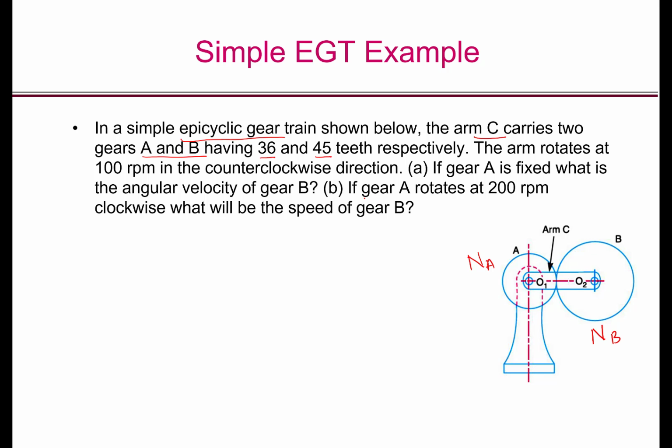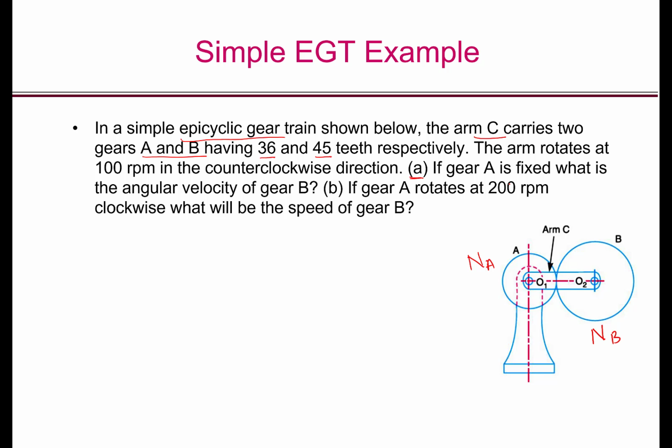And the second question says, if gear A rotates at 200 RPM clockwise, what will be the speed of gear B? As I told you before, epicyclic gear trains require 2 inputs. You will see that in part A here, the 2 inputs are the speed of the arm and the fact that the speed of the gear A should be 0 or it is fixed. And in part B, the inputs are the speed of the arm and the speed of gear A. We will use a tabular method to analyze epicyclic gear trains, and we will use the method of superposition to create the table. The technique that we will be using will be applicable to all the types of gear trains that you will study.